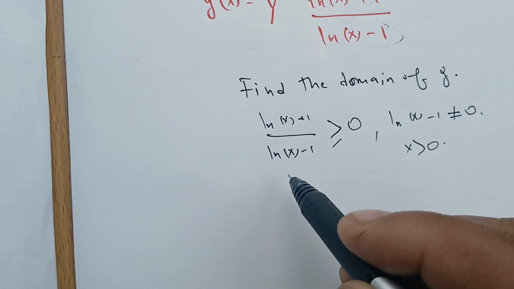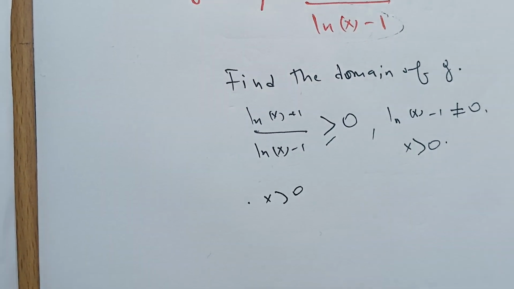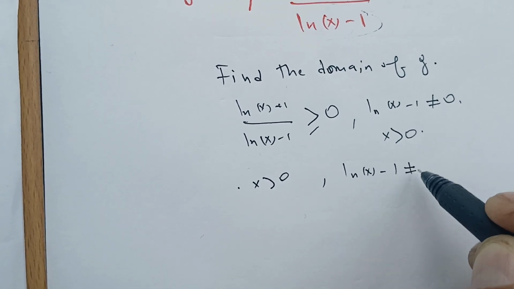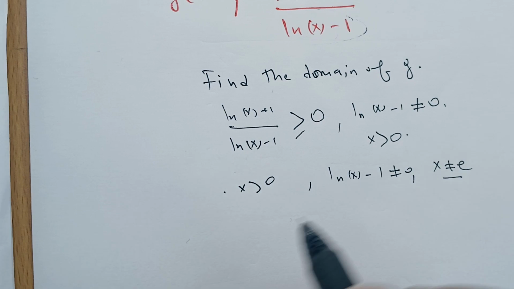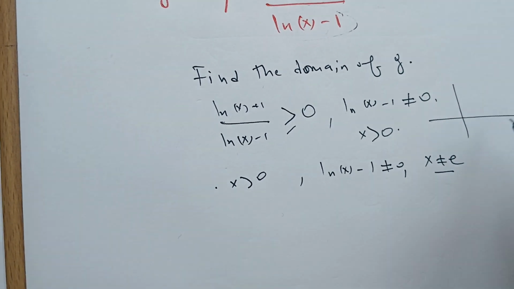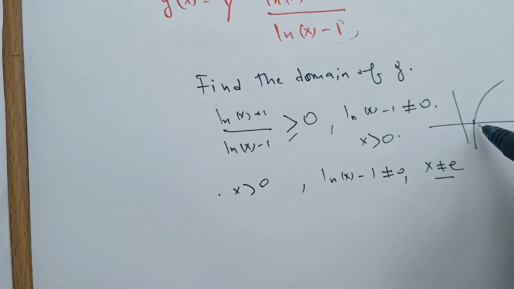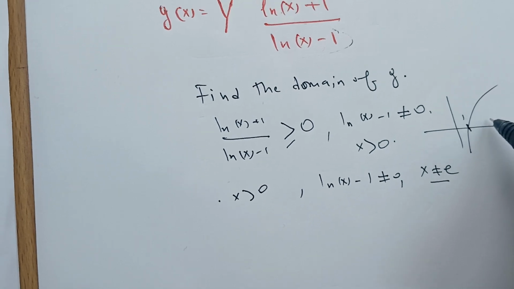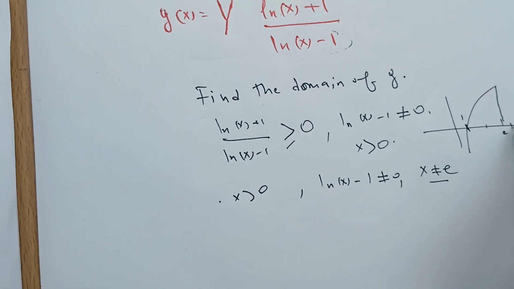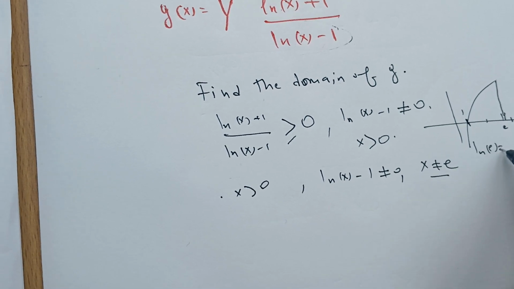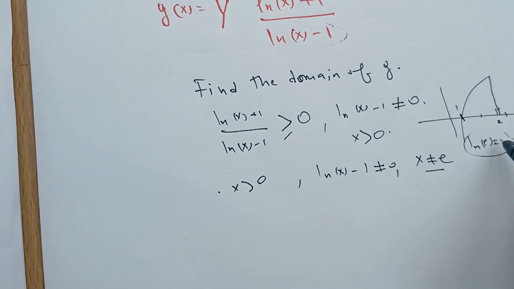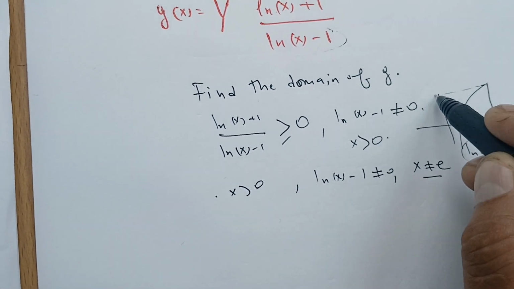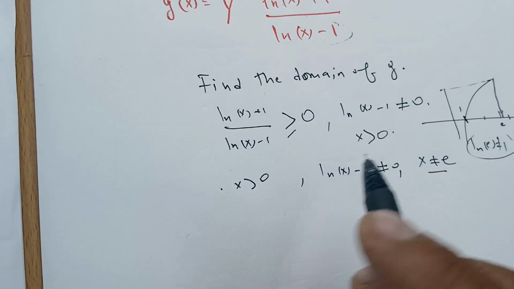Okay? This condition, the first one, is easy. This one here, the natural log of x minus 1 different from 0, that means x is different from e. We know that from the graph. If you graph the natural log, if you remember, the natural log of 1 is 0, but when this is 2, this is e. So when we have the natural log of e, we have 1. So we want to be different from 1. So we want x to be different from e. Okay, so we have these conditions.